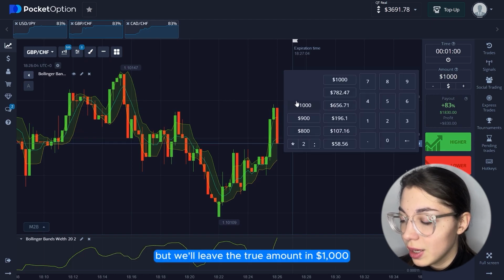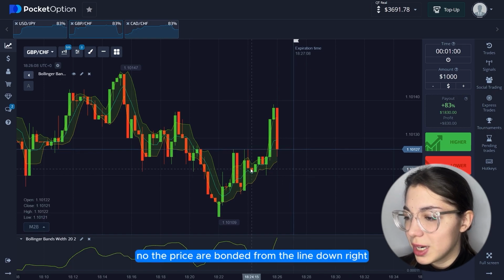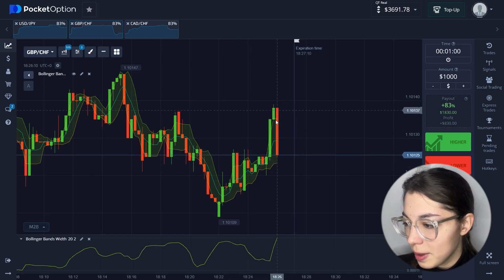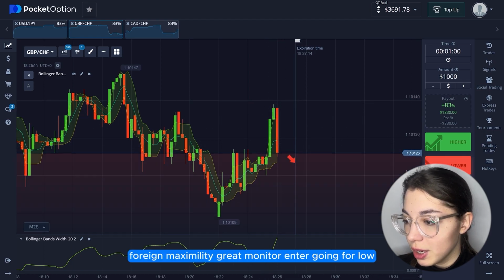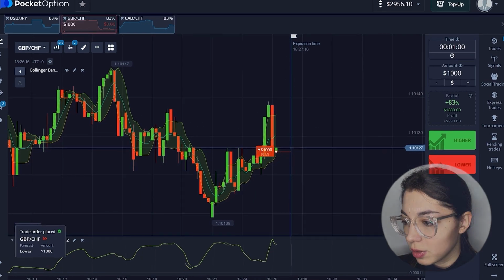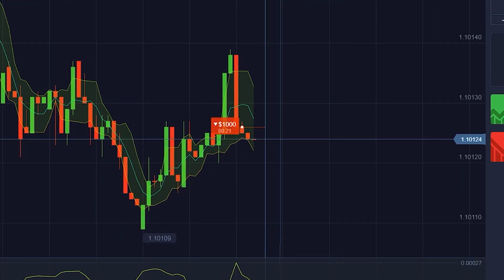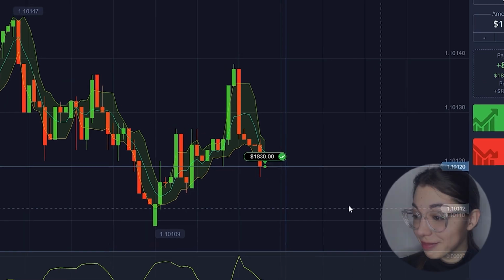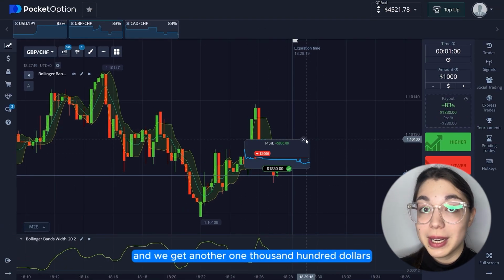But we'll leave the trade amount at $1,000. No, the price rebounded from the line downward. A huge red candle is formed, maximum volatility, great moment to enter, going for a low. Got it! The price continued to fall and we gained another $1,800.